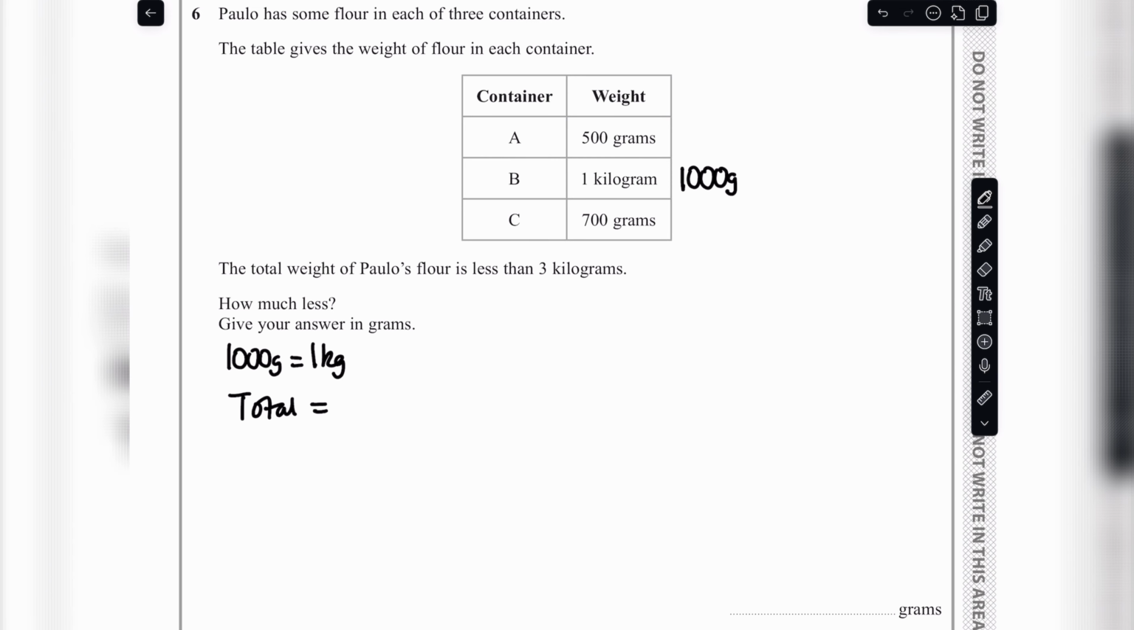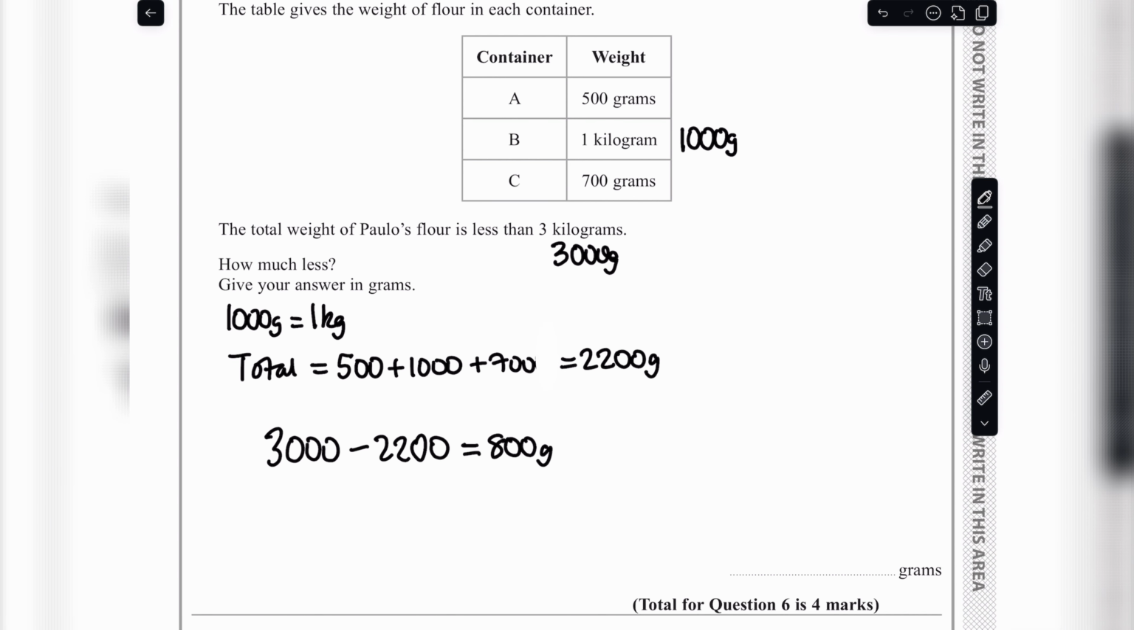And so the total weight of Paulo's flour is simply 500 plus 1000 plus 700, and that gives us a value of 2200 grams. And given as the total weight of Paulo's flour is less than 3 kilograms, we can simply convert 3 kilograms into grams, which is 3000 grams, and we can subtract 2200 from this value of 3000. And so the final answer is 800 grams.